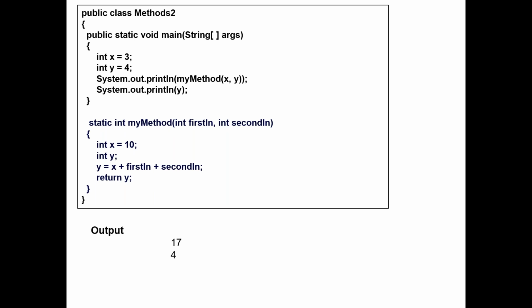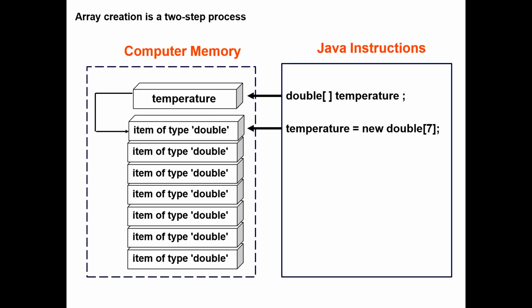This is another example with method two, and we can see how these commands have been executed. So now we're going to look into a more complex data structure, where we have arrays.